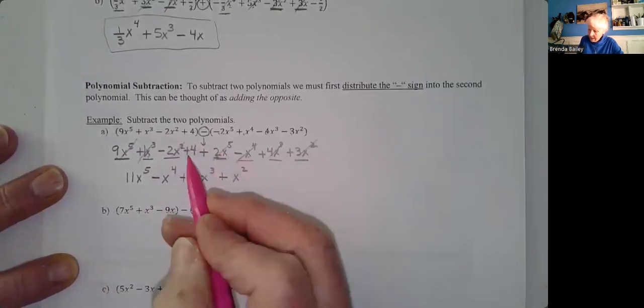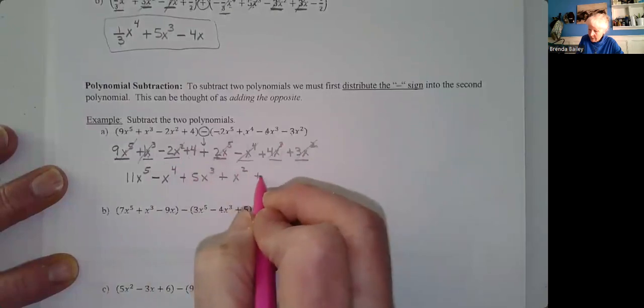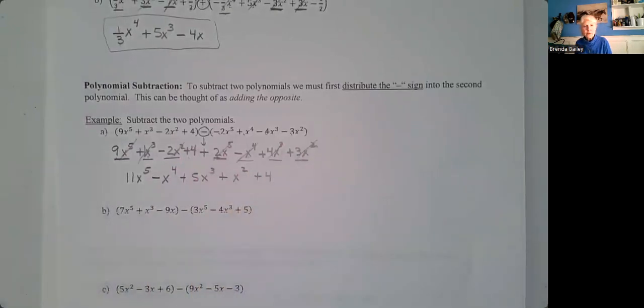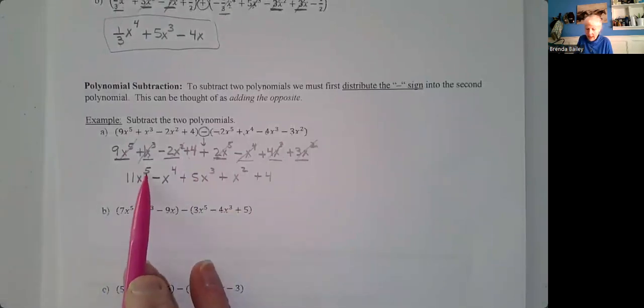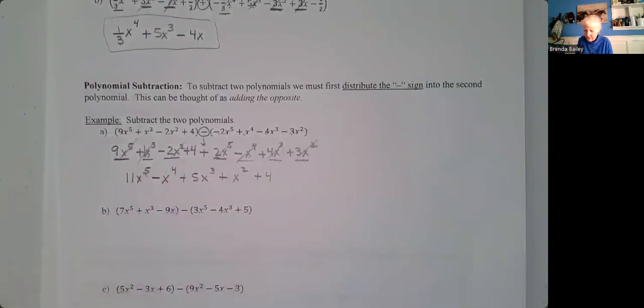Looks like we just have the plus 4. It's our only constant. There are no other constants to add to it. All right, so we have this polynomial. It has a degree of 5, the highest one. There are possibly 5 solutions if you set it equal to 0. And we've got 1 as a coefficient, then -1, 5, 1, and 4, and it's in descending order. Perfect. Let's do another one.